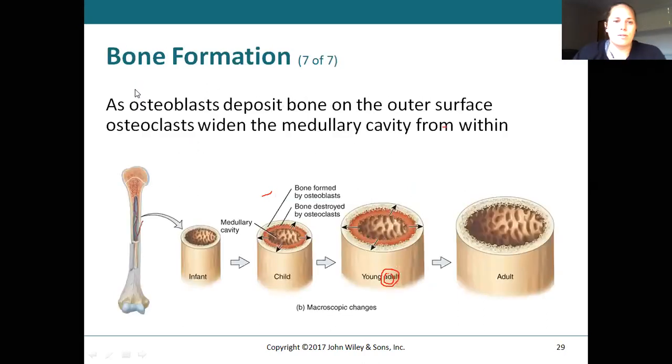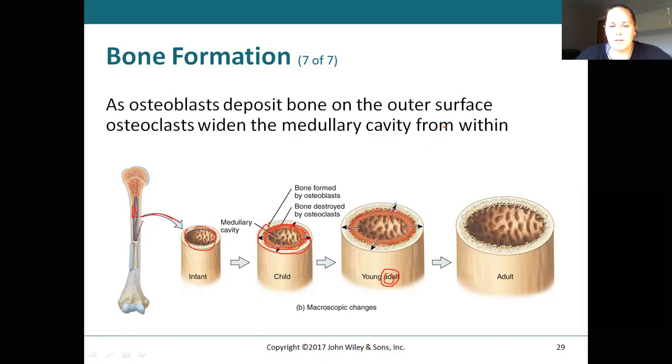So if we look at bone formation, again, this is the long bone that we keep looking at here. You have your diaphysis and your medullary canal that's present here. So in an infant, as the bone grows outward in circumference, you've got bone that's being destroyed by osteoclasts to create a larger medullary cavity, and then you've got bone formed by osteoblasts on the outer side of it.